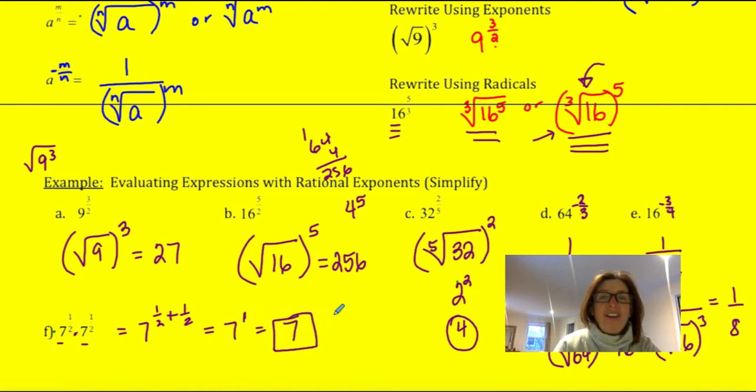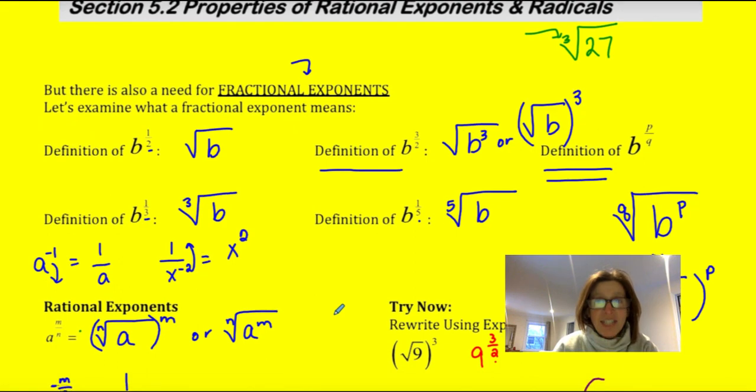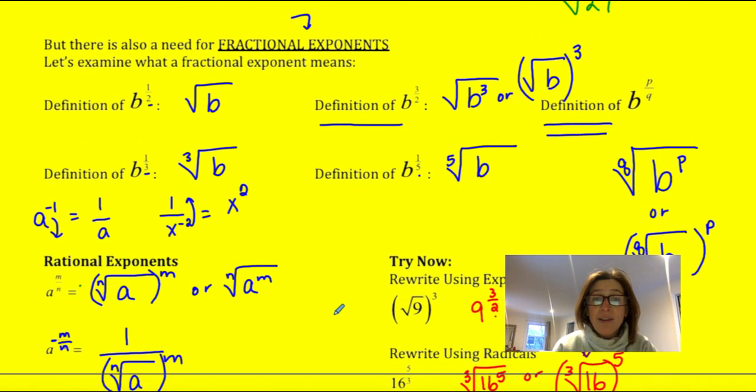All right, guys, this is my first video on roots and radicals and just dealing with turning fractional exponents into radicals or vice versa so that you can evaluate them.